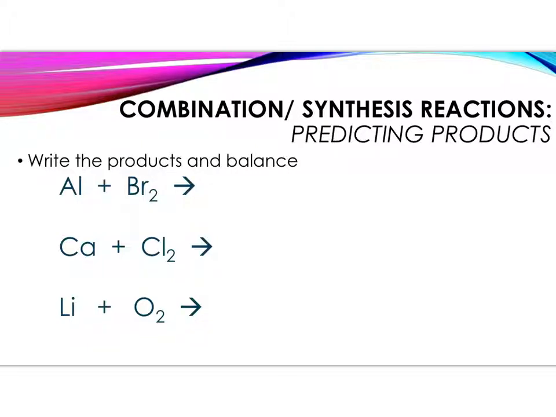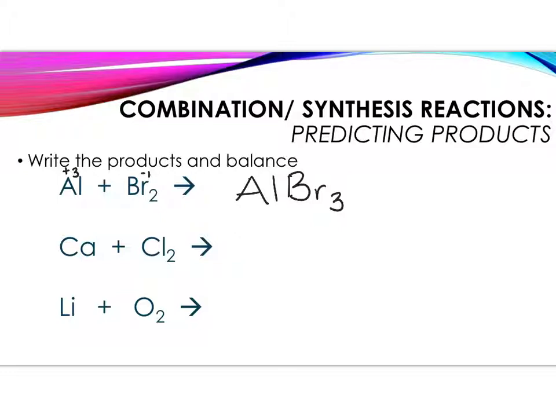So we have our aluminum on the periodic table. Aluminum has a positive 3 charge. Our bromine has a negative 1 charge. When these combine, we know that aluminum and bromine are going to come together, but it's going to make a compound, which is AlBr3. That's what our compound is going to look like.